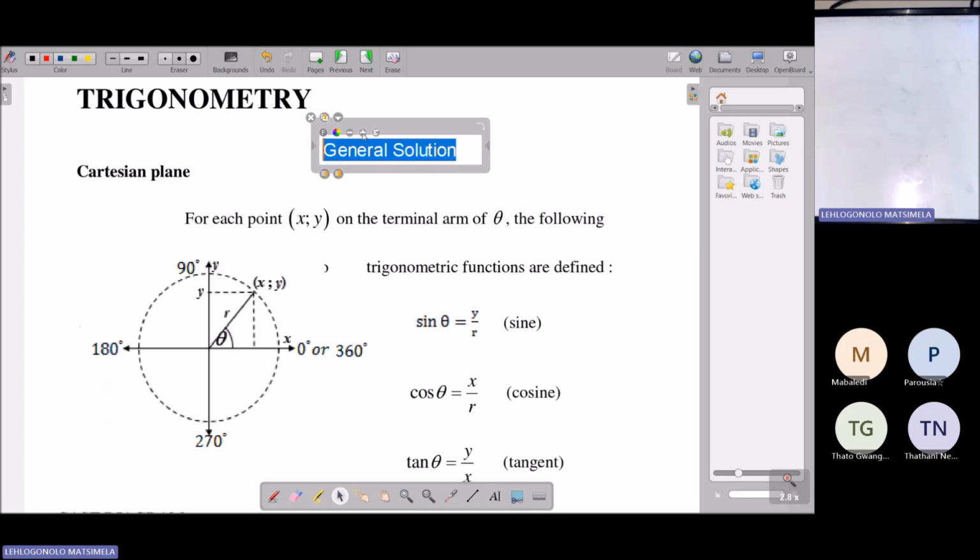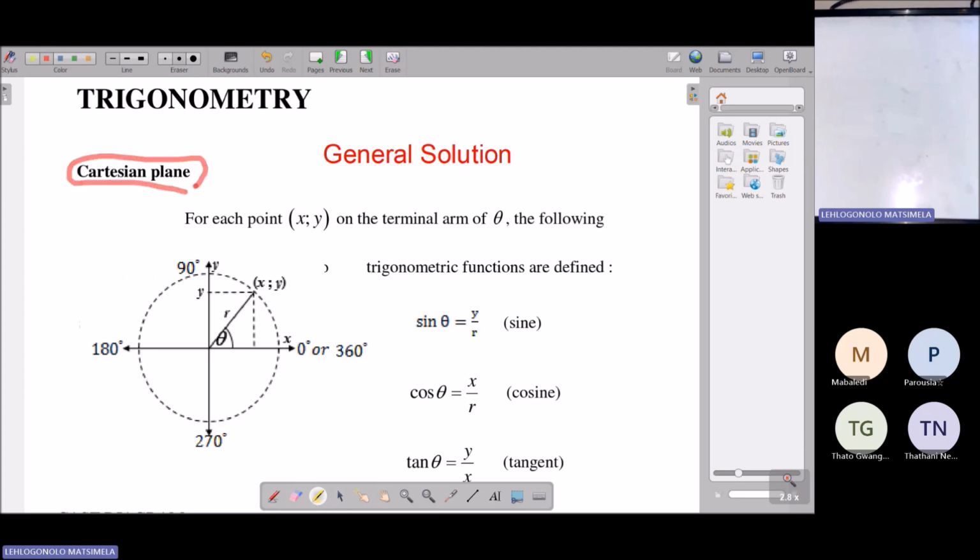General solution part, I will just start by doing the simple or the core basics of trigonometry before we can do that. We have this page here, we're having the Cartesian plane. The Cartesian plane is a set of axes made up of the y's here and the x's this side. These are the positive side of x and the positive side of y, and this side is the negative side of x. On this side, x is negative, and this side, y is negative.